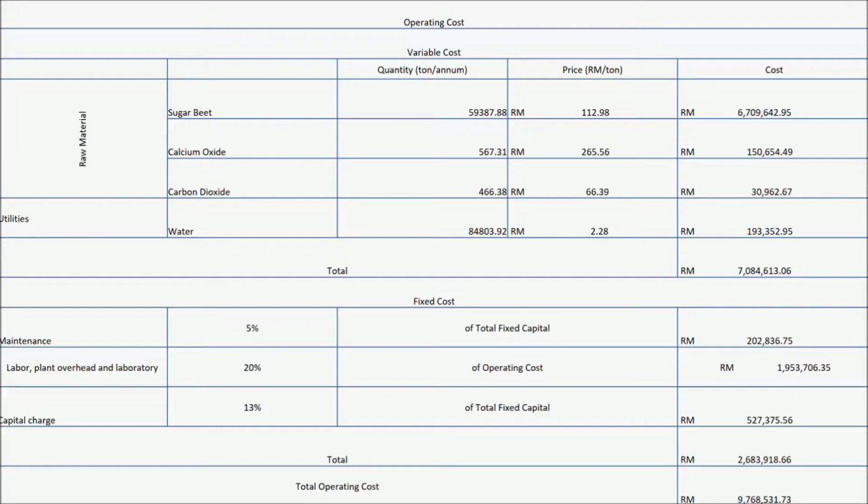Next, we calculate the fixed cost, which is the maintenance, 5% of total fixed capital. Second, the labor, plant overhead, and laboratory, which is 20% of the operating cost, and the capital charge, which is 13% of total fixed capital. Therefore, the total operating cost for this project is around 9.8 million.